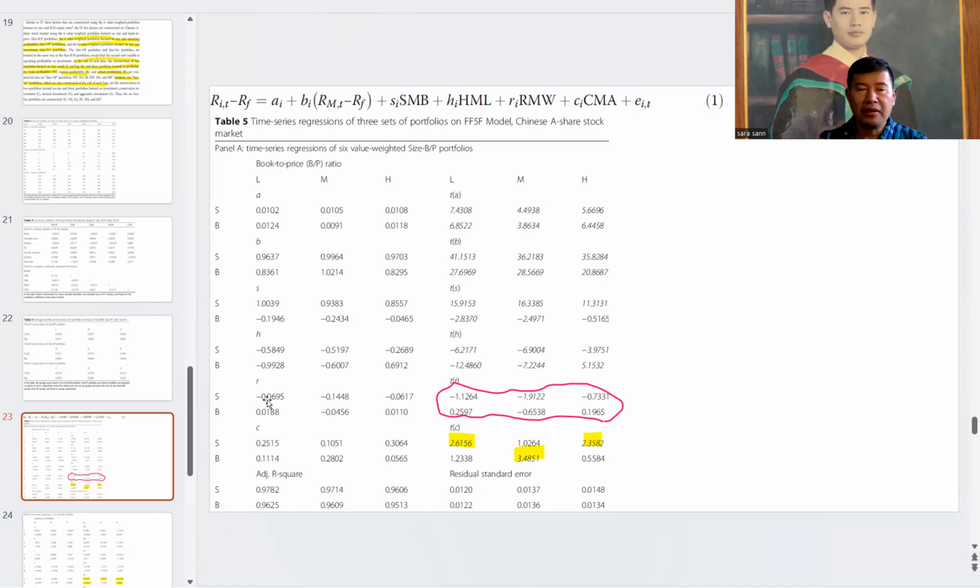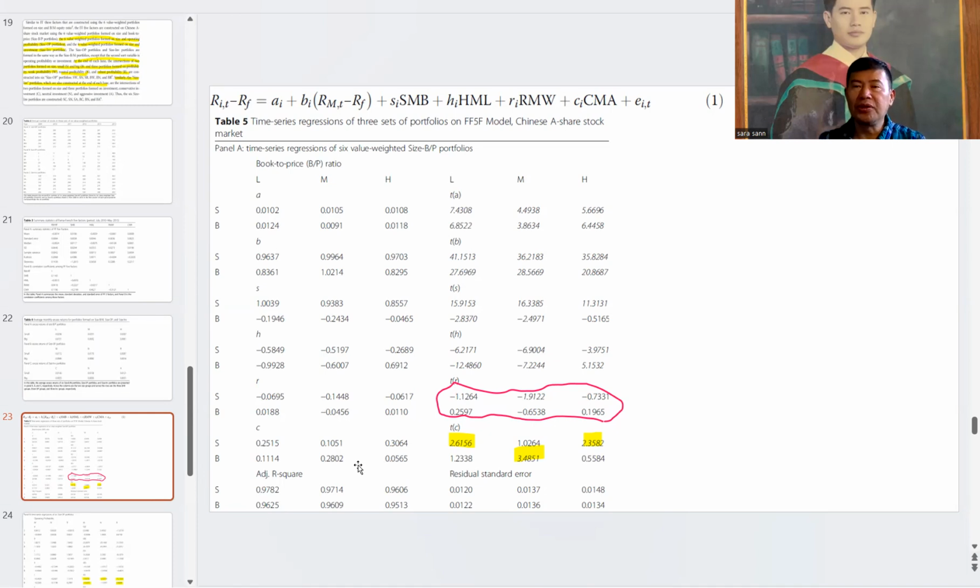Okay, and what about excess return to return on equity? You can see for the T statistic of return on equity, nothing is significant because the values are less than 2. So we don't talk about excess return to return on equity anymore because the T statistic is not significant. So we skip this one.